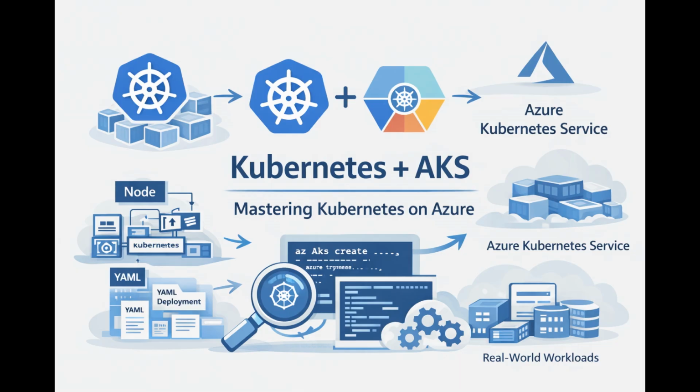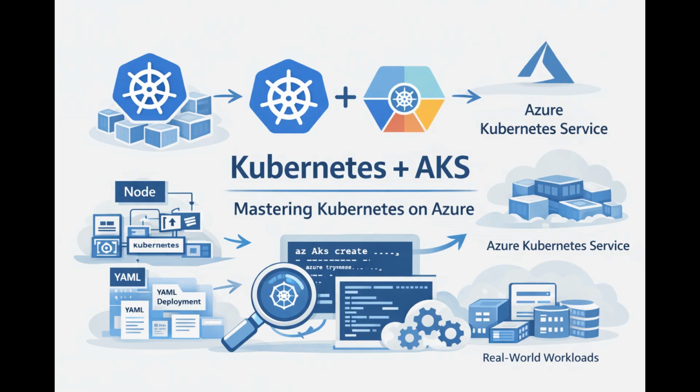A microservices architecture with Redis caching, image processing workers, and a front-end API, all running on Azure Kubernetes Service. You'll understand not just what Kubernetes does, but why each piece exists and how it all fits together.